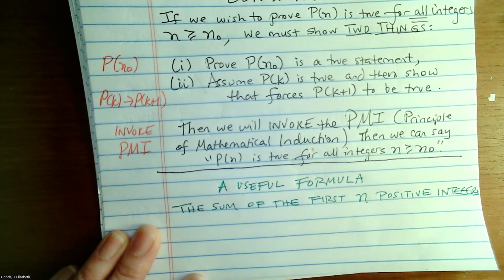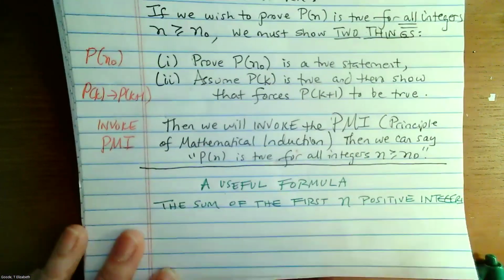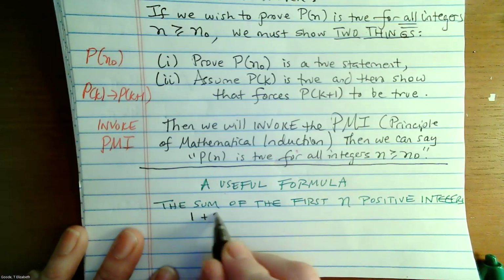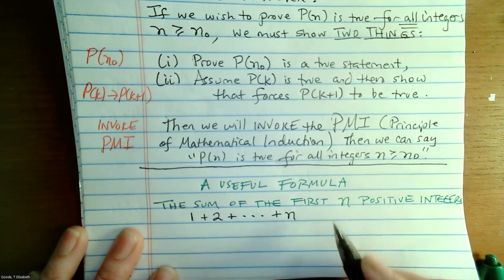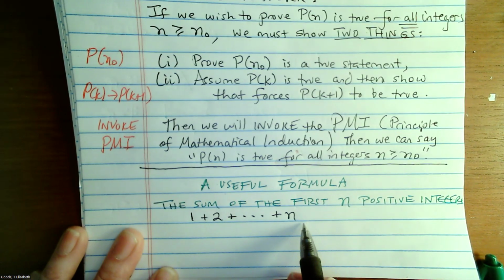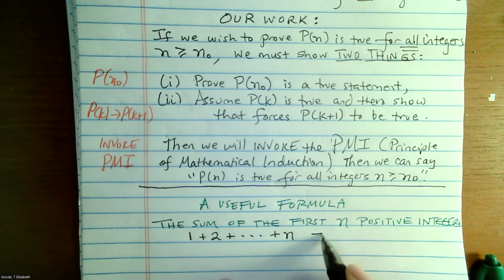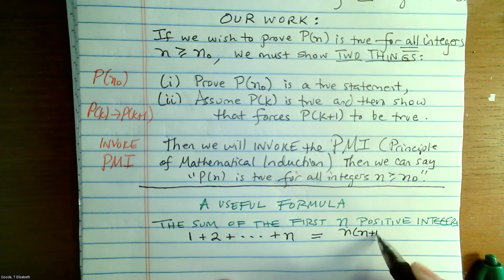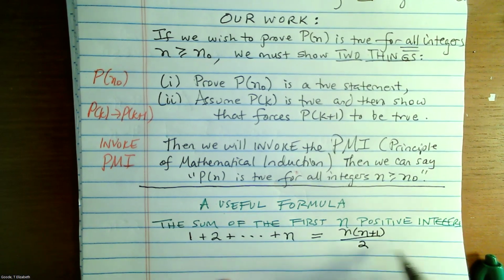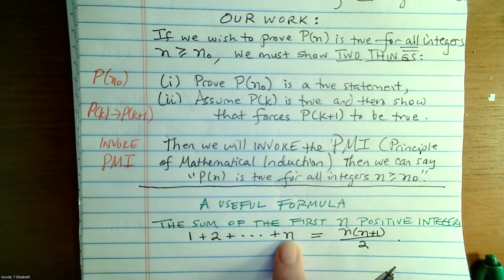And the formula goes like this. If you wrote it expanded, if you wanted to expand it out, it would look like 1 plus 2 plus ... keep going up to plus n. Well, it turns out that the sum of those first n positive integers is actually given by the formula n times n plus 1 over 2, where n is that n.